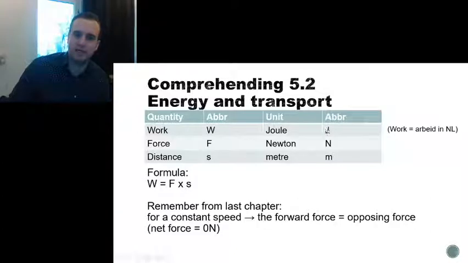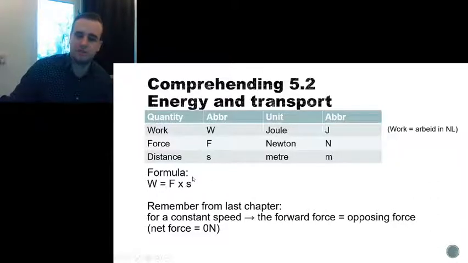Abbreviations: W and the J. So W for work, the J for joule. Makes sense. Most of these make sense. Again, we use force and distance, just like last chapter. Capital F for force in Newton, and the distance from the S, spatium, is in meter. So sometimes you have to convert units.